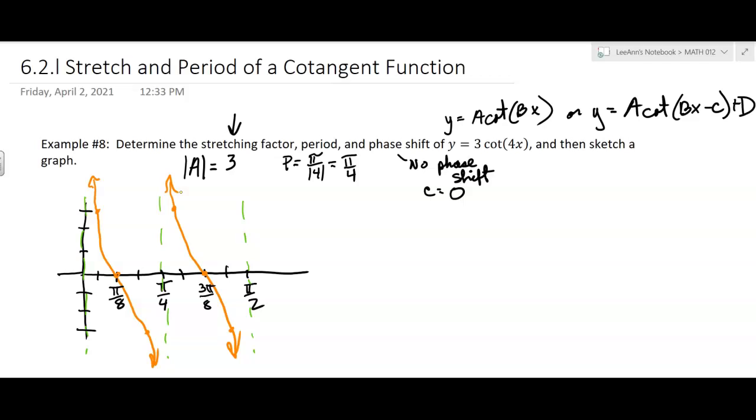Just think about having a period, and then if there's no phase shift, you can put in the asymptotes or the zeros, and you're going to mark off those 5 units, and that'll help you get your bearings for what the graph looks like. I think that's the easiest way to do it. So we sketched the graph, we found the stretching factor, the period, and there was no phase shift on this one. Okay.